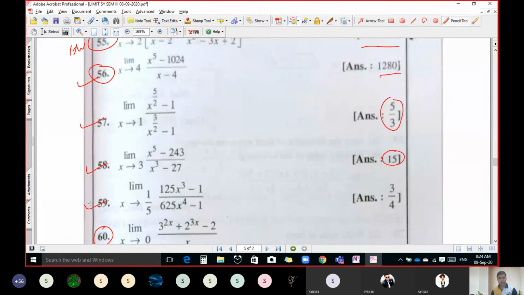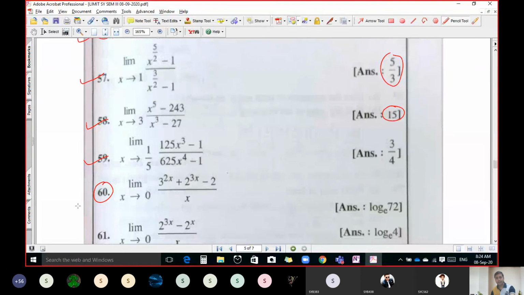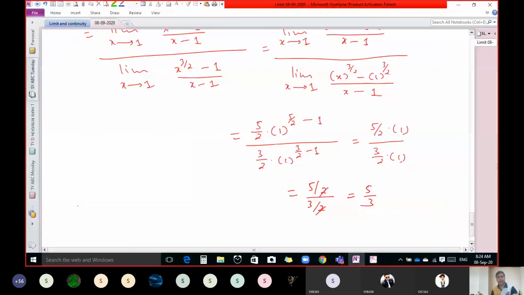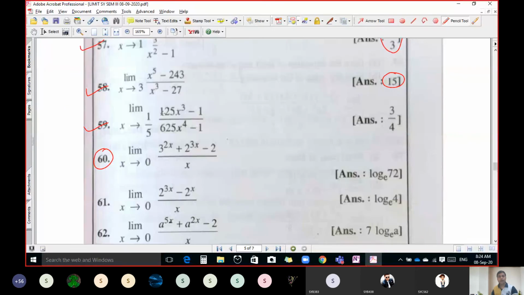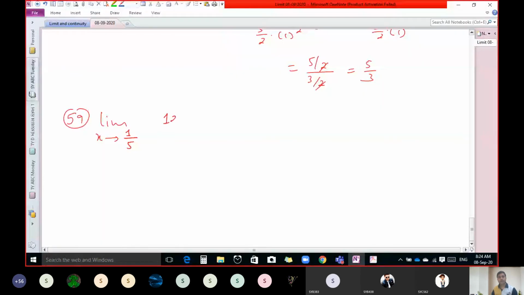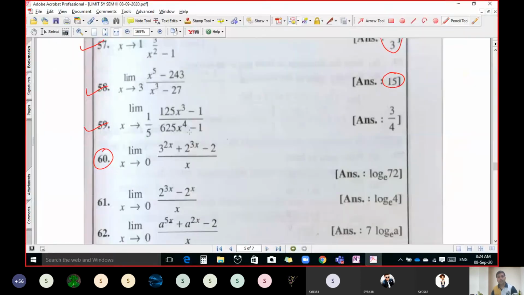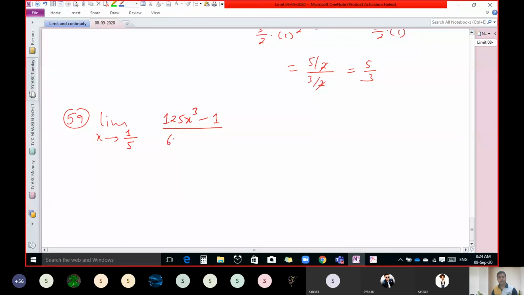Let us do one more example, question 59. Limit x tends to 1 upon 5 of (125 x cube minus 1) upon (625 x raised to 4 minus 1).